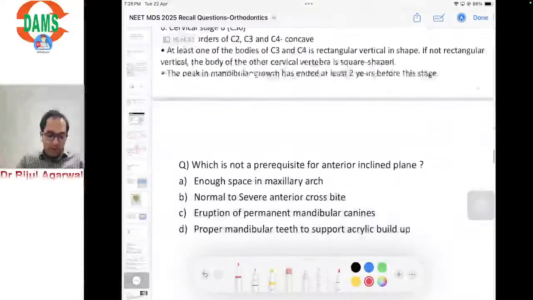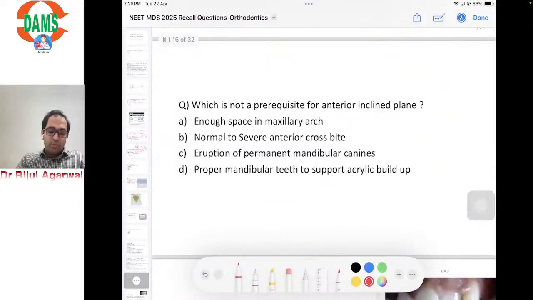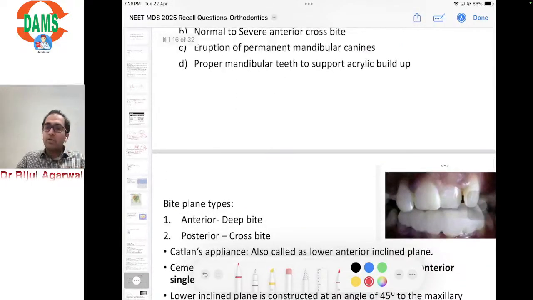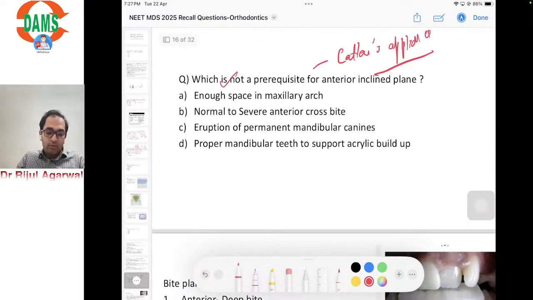Okay, moving ahead. Which is not a prerequisite for anterior inclined plane? So what do you mean by anterior inclined plane? They want to ask about Catalan's appliance. So what is Catalan's appliance? It is basically given on the lower arch, cemented on the lower arch to correct the crossbite, or you can say lingually inclined incisors. So they are asking what is not a prerequisite.